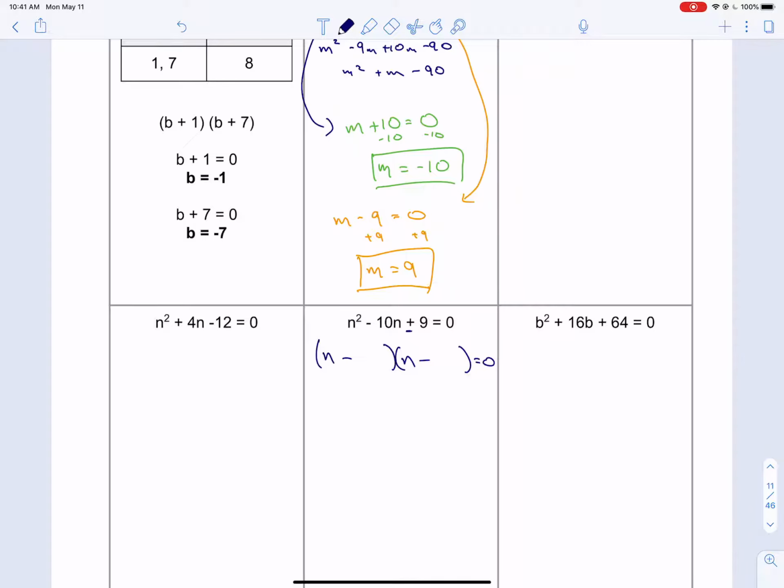So that sounds weird, right? How are we going to get a bigger number? 3 times 3 comes to mind, but 3 plus 3 is 6. The only other option we have is 9 and 1. 9 plus 1 is 10.